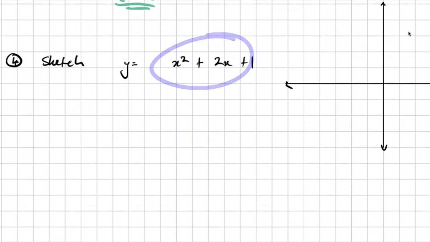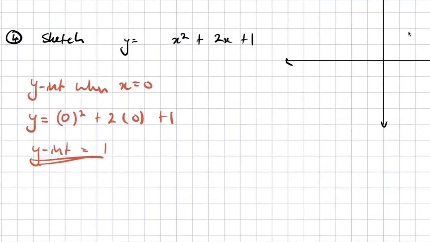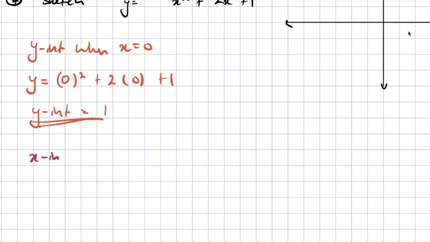Now I'm going to jump straight into this one, but you'll notice that this will be a perfect square, which you will see straight away when we decide to start sketching it using our method. So first things first, our y-intercept when x equals 0. Substitute in x equals 0, so 0 squared plus 2 times 0 plus 1 will leave us with our y-intercept being at positive 1. We expected that because that doesn't have an x term on it.